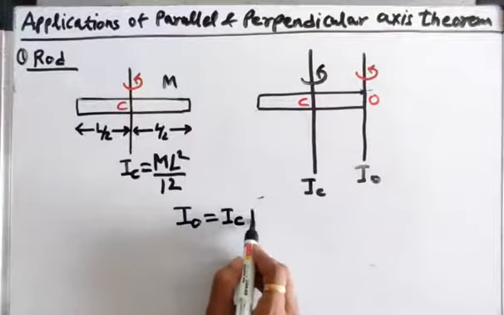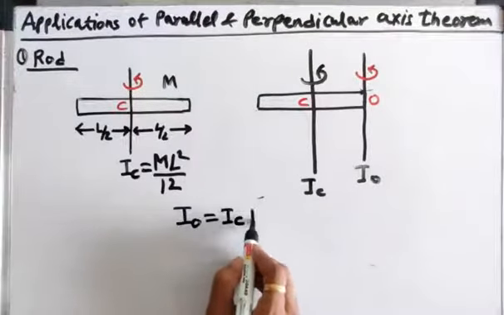Now this H is the distance between the two parallel axes. As we know, the total length of the rod is L. So this distance is L by 2, and this distance is also L by 2. So distance between two parallel axes is L by 2. So here we can write this is nothing but L square upon 4. After solving this, we are going to get IO is equal to ML square upon 3. So this is the equation for moment of inertia of a rod about an axis passing through its one end.